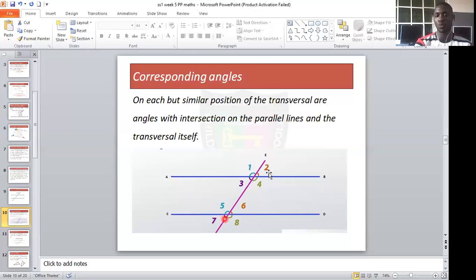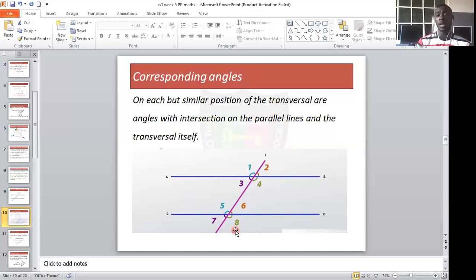Likewise, here 2 on the first parallel line and 6 on the second parallel line are in the same position. So they are called corresponding angles. Likewise, 3 with 7 and 4 with 8.